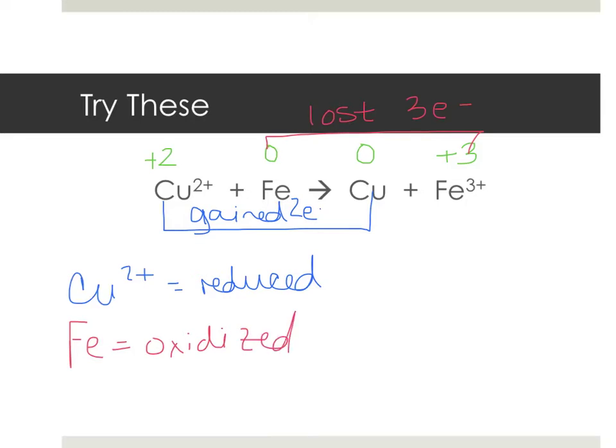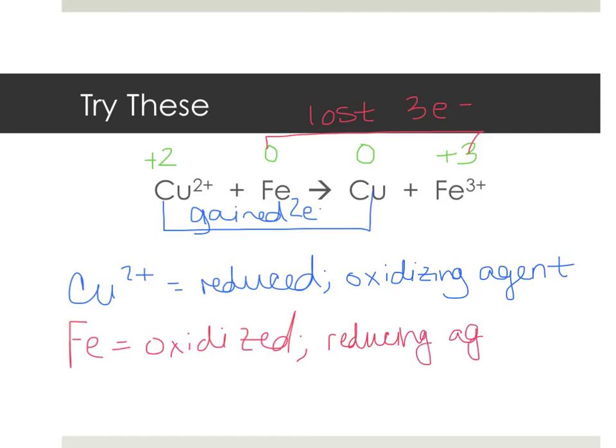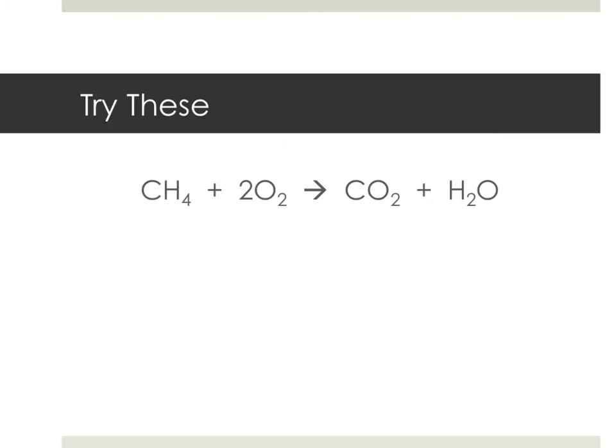Furthermore, since copper was reduced, that makes copper our oxidizing agent because it caused iron to get oxidized. On the other hand, iron got oxidized, so it is our reducing agent because it caused copper 2 plus to get reduced. Here's another example. Pause the video and try this one on your own before coming back for the answer.